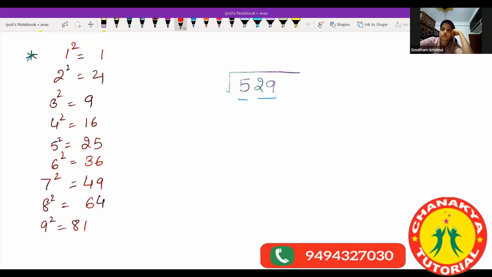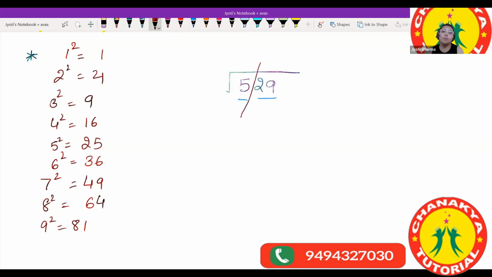Okay, starting from the right side, we have to make pairs with 2 digits. After one pair, you will put a slash.